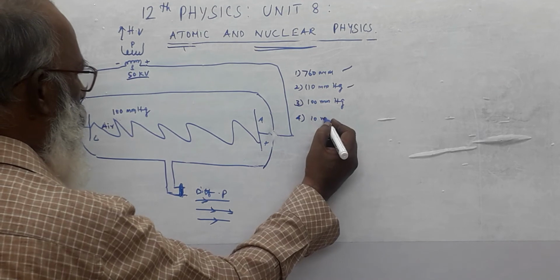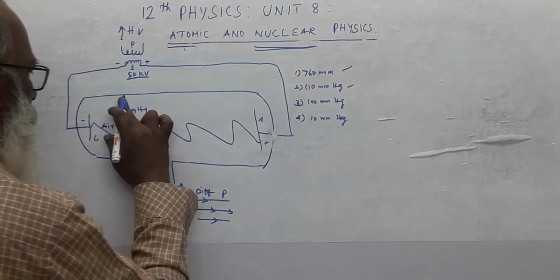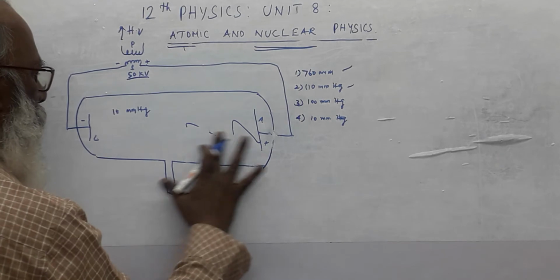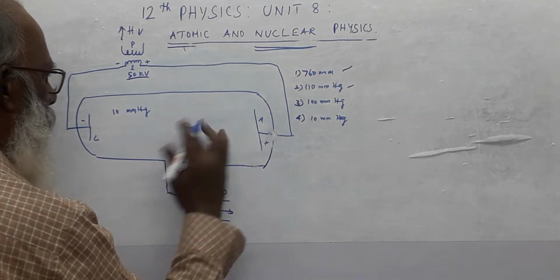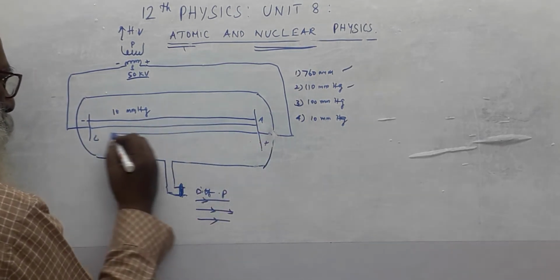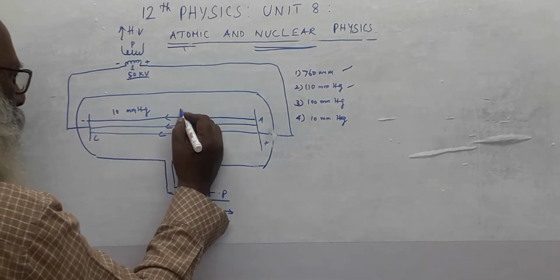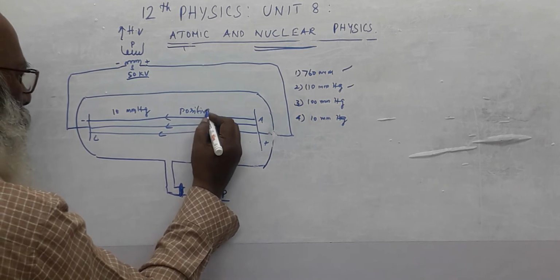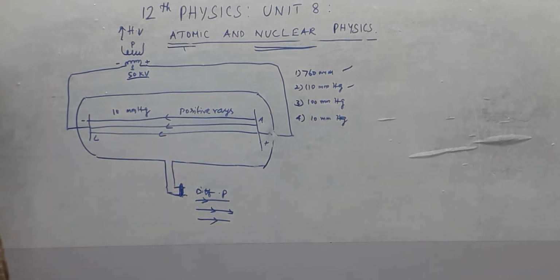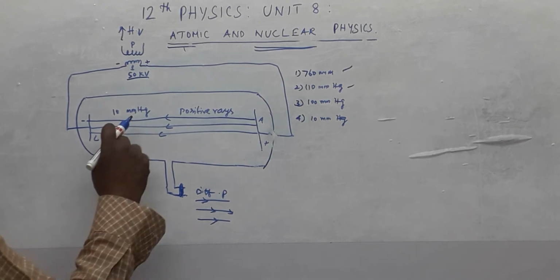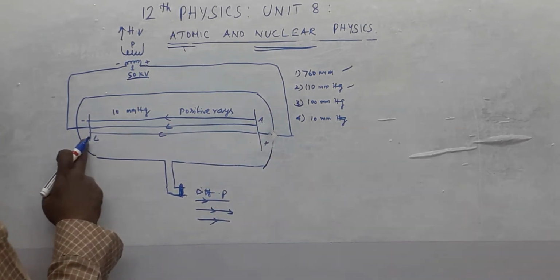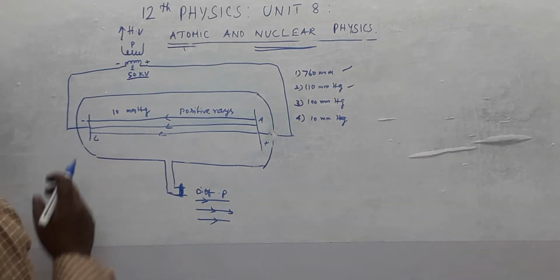So again they reduce to 10 mm mercury pressure inside the tube. Then there is a uniform positive ray which enters from the anode toward the cathode. This is called positive rays, which are emitted by the anode at 10 mm mercury pressure. At 10 mm mercury pressure inside the tube, there is a ray emitted by the anode to the terminal of the cathode. That is, these are all positive rays.